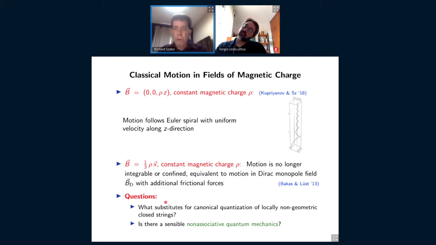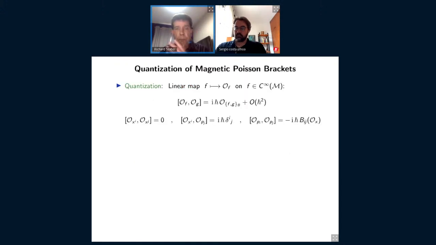How do we think about, first of all, canonical quantization in the context of these non-geometric strings that I talked about, or let's say more concretely in terms of these Poisson brackets that we looked at? Is there a sensible version of non-associative quantum mechanics that will do this? I want to explain a bit of this, and I want to argue that there is indeed a sensible notion of quantum mechanics.